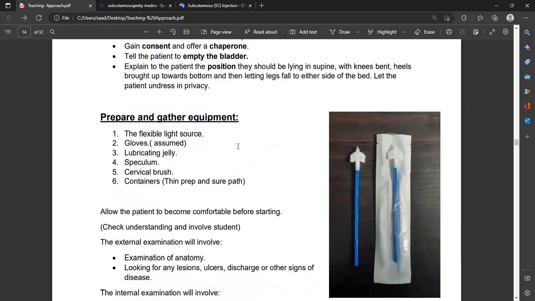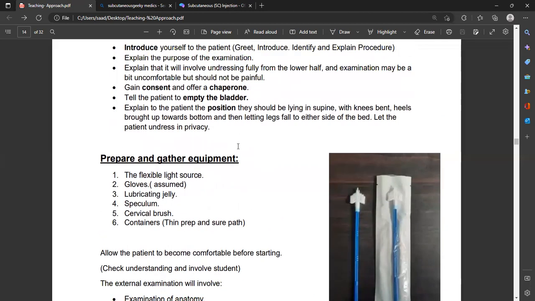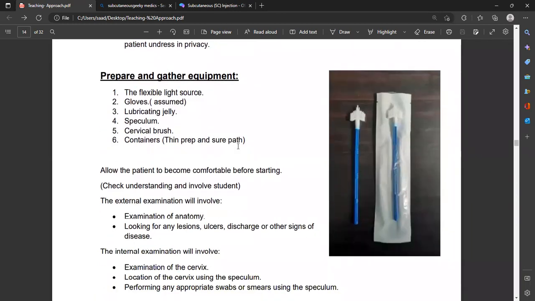Position is also important. It's like that, bending your knees, bringing your heels to the bottom, and your legs wide apart. It's the modified lithotomy position. So just verbalize these things: introduction, consent, chaperone, empty bladder, and position to the student. And then there would be a dummy, a mannequin. You have to perform speculum examination on the mannequin.